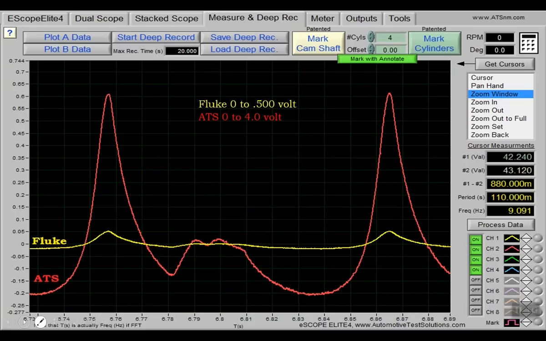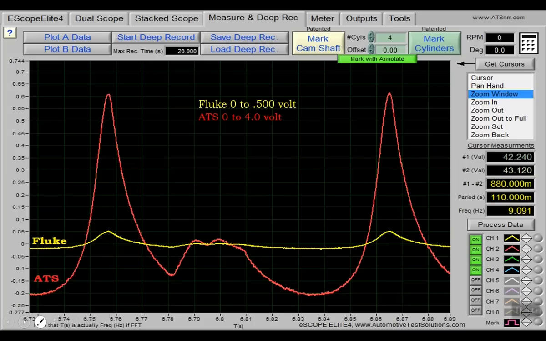Now the fluke in this illustration, I'm going to see that the fluke is in yellow, and the red is an ATS sensor. Now, when you first look at these, they might look very different, but that would be an incorrect assessment of this. These are both giving you the same data, except one is scaled bigger because an ATS sensor is a 0 to 4 volt scale.